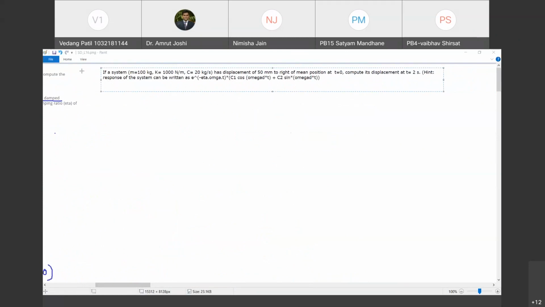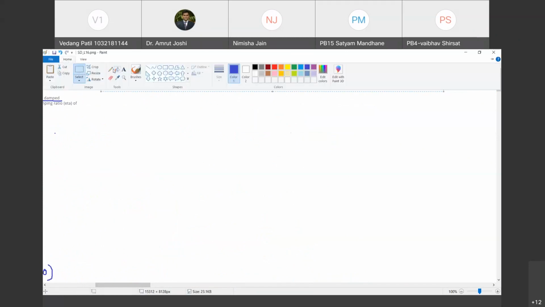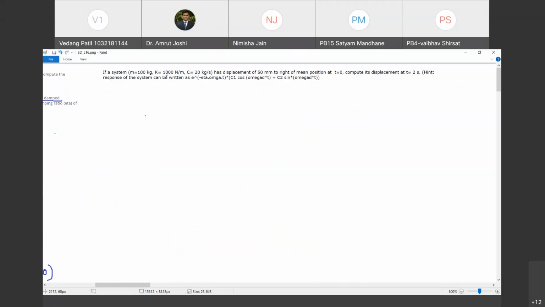If a system of mass 100 kg, stiffness 1000 Newton per meter, damping 20 kg per second, has displacement of 50 mm to right of mean position at t equal to 0, compute its displacement at t equal to 2 seconds. Hint: response of the system can be written as e raised to minus eta omega t into c1 cos omega d t plus c2 sin omega d t.